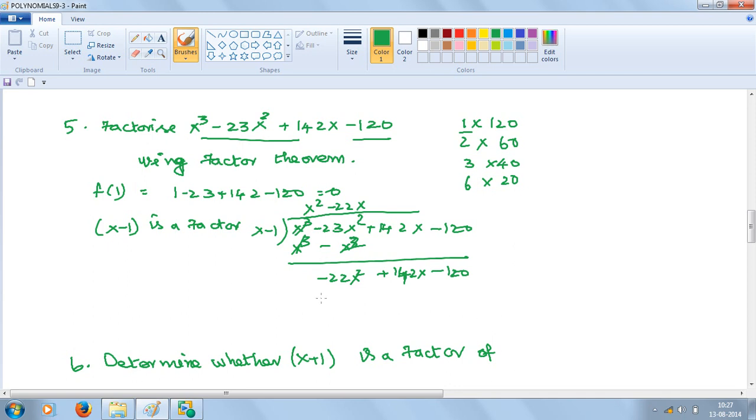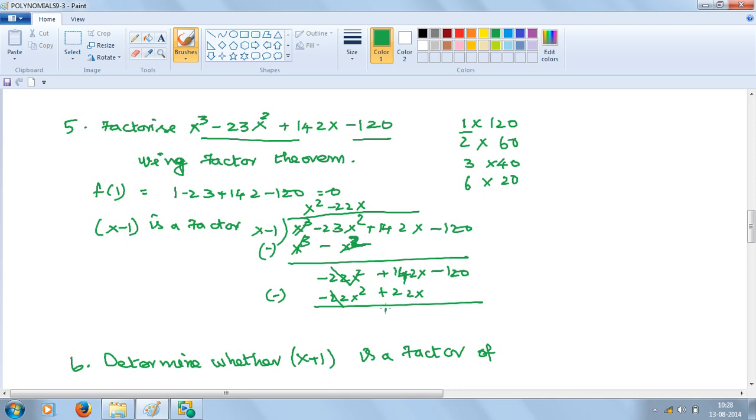Then this term will get minus 22x square, or minus... this will become plus 22x. So we are going to deduct. So this will get cancelled. 142x minus 22x. Then we get minus the whole thing. We take it like that, that is easy. Here put minus of the whole thing.